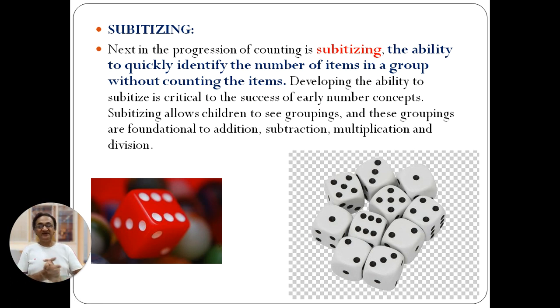Subitizing. This is another method you can teach. Subitizing has already been used in previous exams. Subitizing is the ability to quickly identify the number of items in a group without counting. So there should be no counting. However, in one-to-one correspondence, they can use counting.